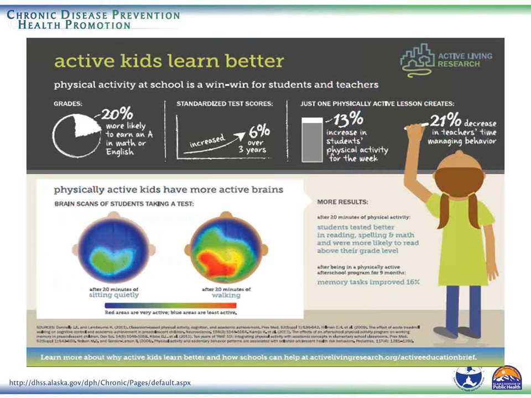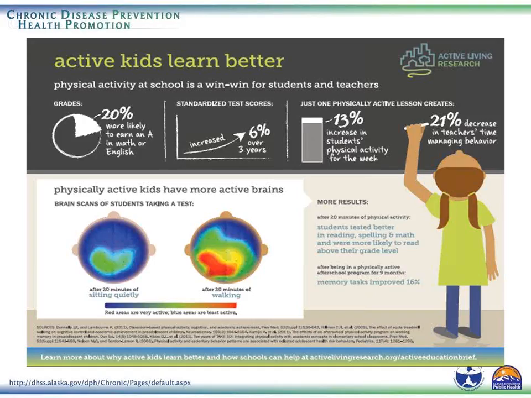Next slide. So this is another busy little slide, and I'm just going to quote a couple of things on it that I thought were interesting. However, I want to emphasize that this is just one example of one component of school health that shows positive outcomes. We could take a look at any one of the 10 components and see very similar positive outcomes. So physically active kids are 20% more likely to earn an A in math or English. And that's important because those are considered part of the Common Core subjects. To have an increase of 6% over 3 years in standardized test scores.